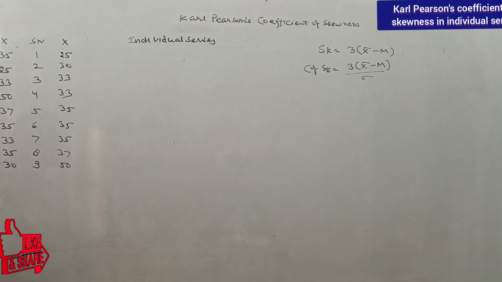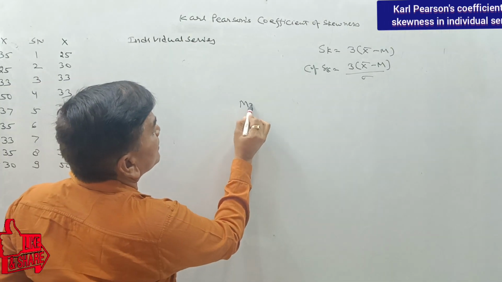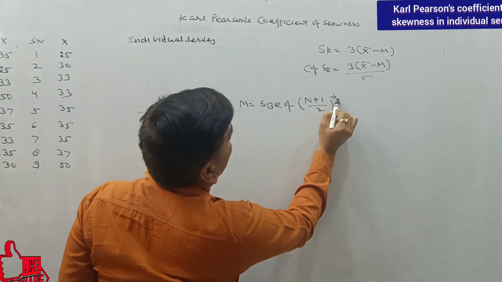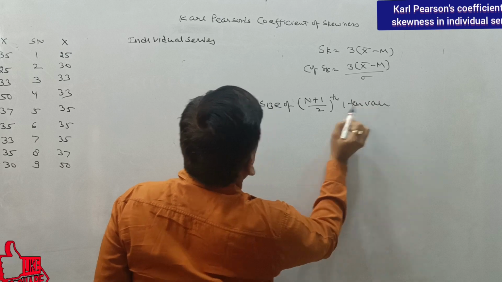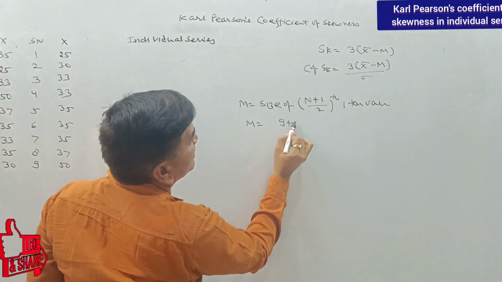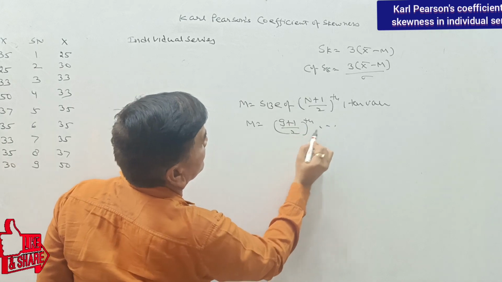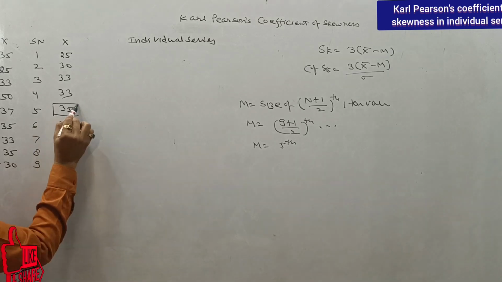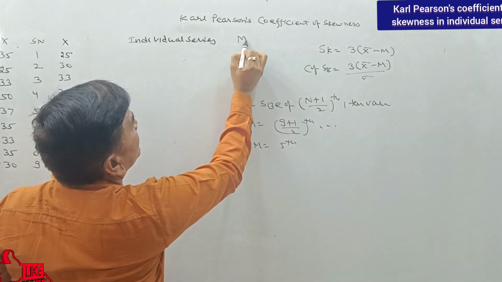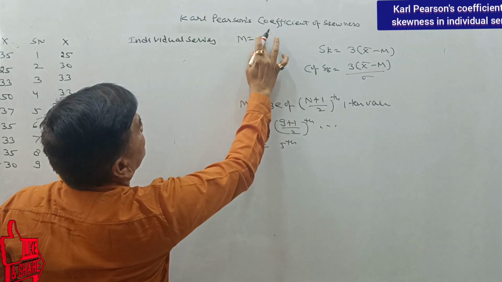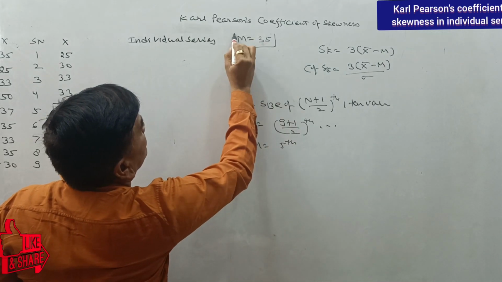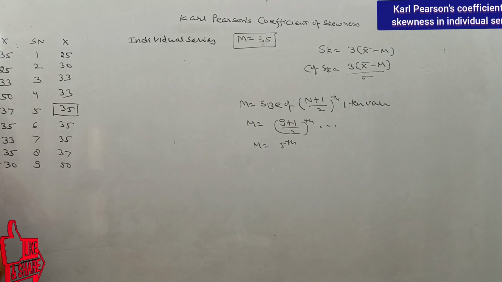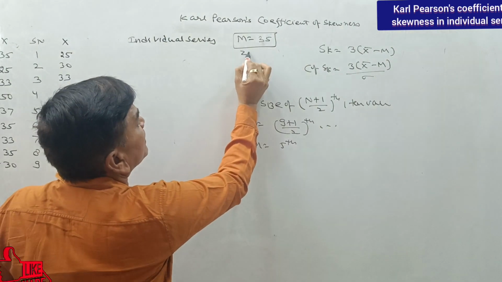So first, the value of m is the size of (n plus 1) upon 2th item value. So the value of m is equal to 9 plus 1 upon 2th item value, that is the 5th item. So the median is 35. So first we have calculated the value of median, that is 35. Here 35 is repeating the maximum number of times, so the mode value is also 35.